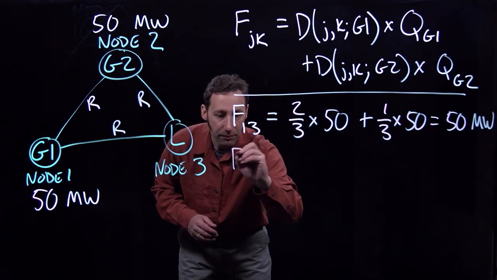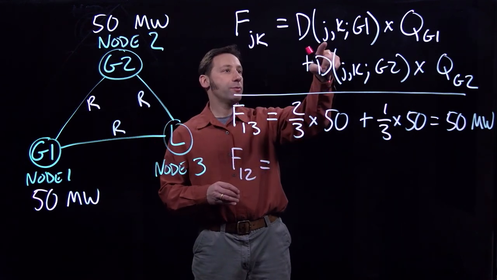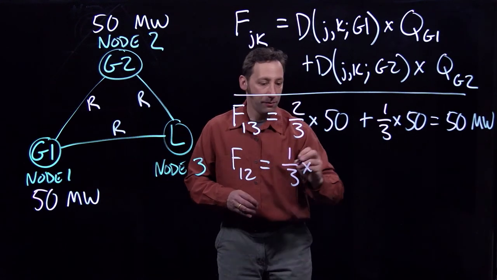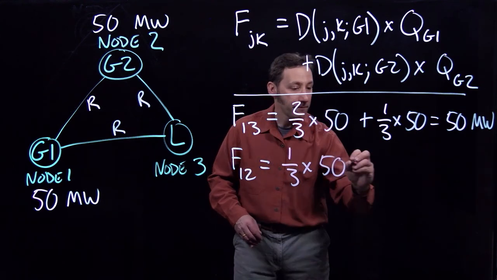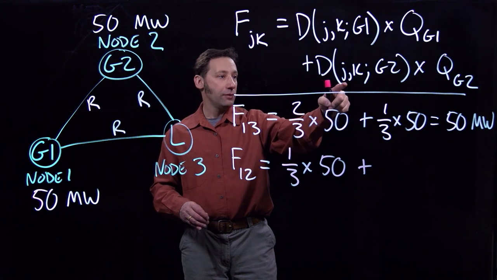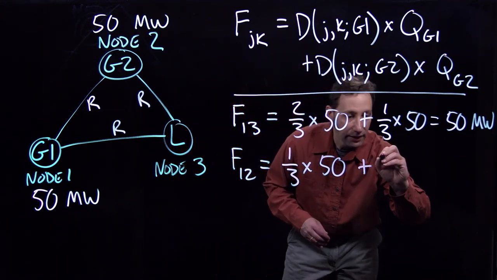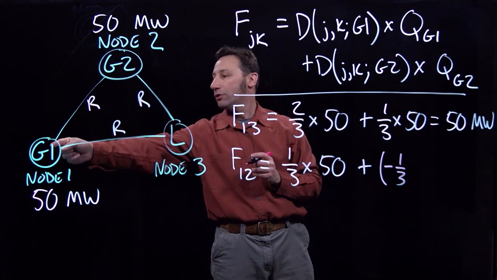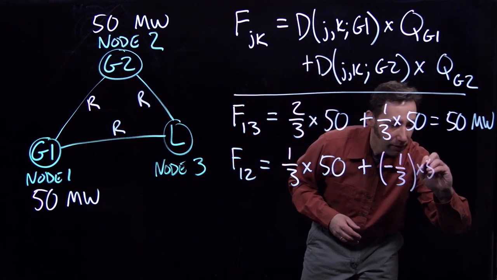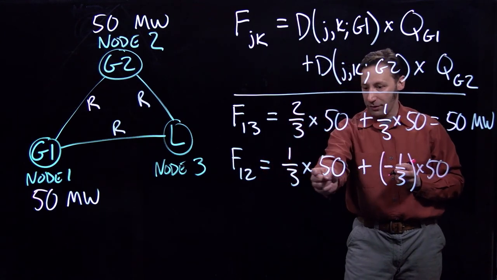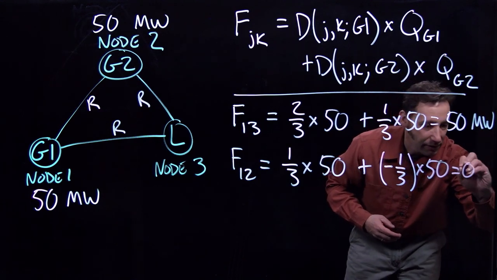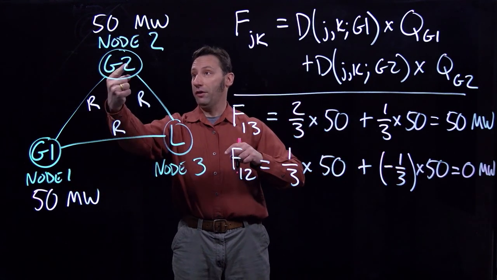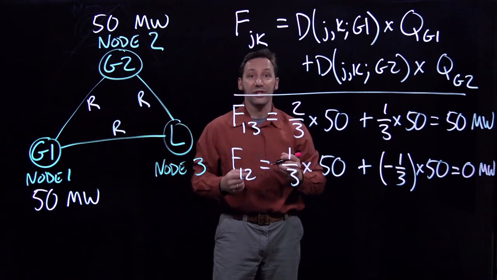On line 1, 2, we're going to have the distribution factor on line 1 to 2 from G1, which we had calculated was 1/3, times the output of G1, which was 50, plus the distribution factor on line 1, 2 from G2, which we had said was minus 1/3. Remember, it's minus 1/3 because the flow goes from node 2 to node 1. Okay, so 1/3 times 50 plus minus 1/3 times 50 is equal to 0. So the flow from G1 on line 1, 2 and the flow from G2 on line 1, 2 exactly cancel each other out.